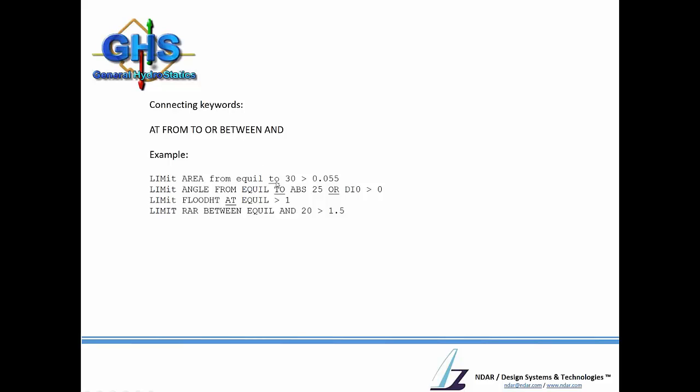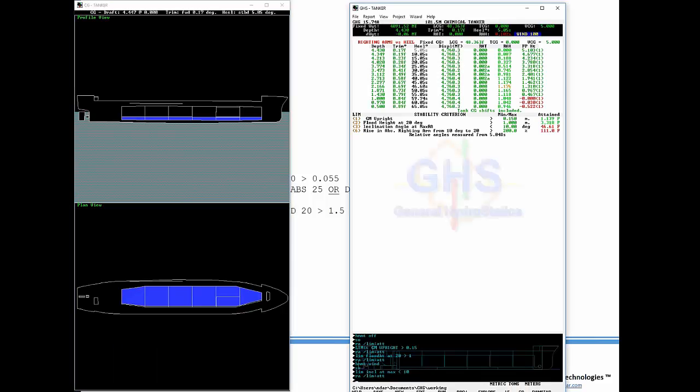And the ones I was mentioning, which are quite common: from and to are pretty obvious, so from equilibrium to 30 degrees. And the keyword or is basically checking the lesser of the two. Well, actually, that's why I was saying it can be contextual. In the case of a limit on the righting arm, the or would take the greater of the two angles. In the case of an area, it would take the lesser. But perhaps better than a word, I will just illustrate that through an example.